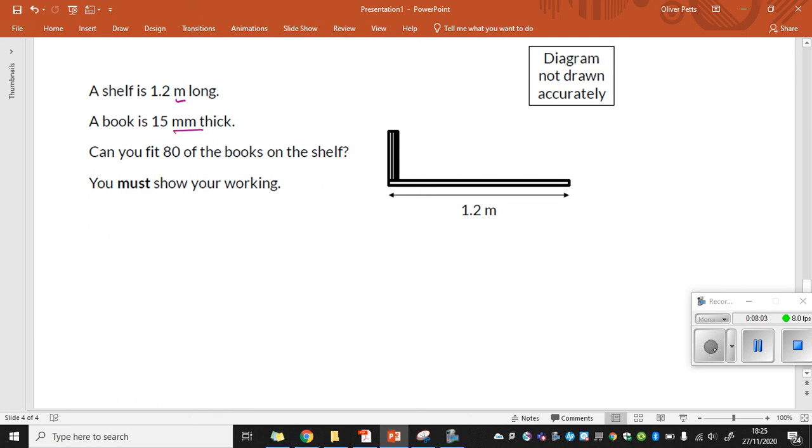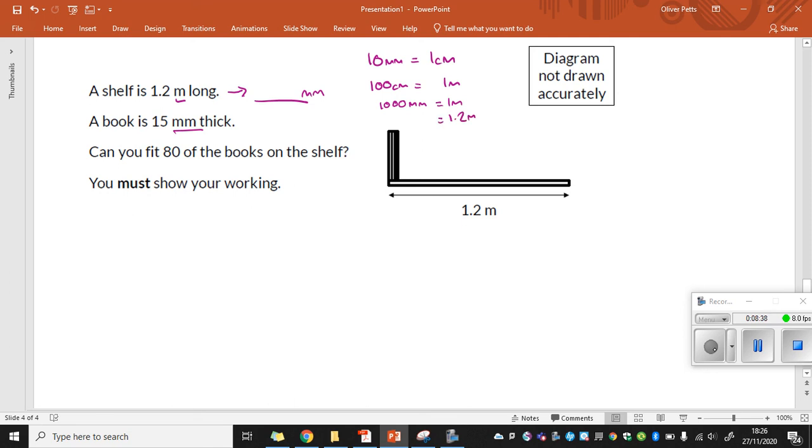So what I think I'm going to do is I'm going to turn the meters into millimeters. Now, in order to do that, we need to know how many millimeters in a meter. Well, there's 10 millimeters in 1 centimeter. There are 100 centimeters in a meter. So 100 centimeters is 100 lots of 10 millimeters, and 100 lots of 10 is 1,000. 1,000 millimeters is the same as 1 meter.